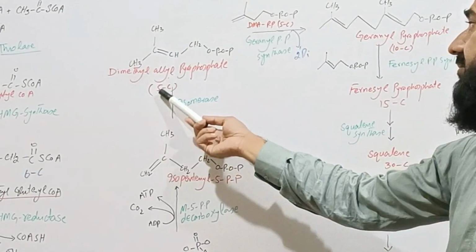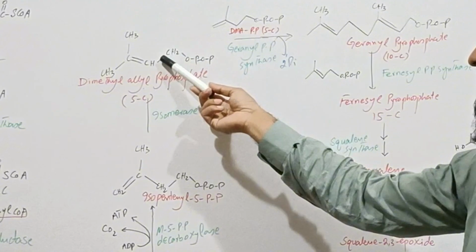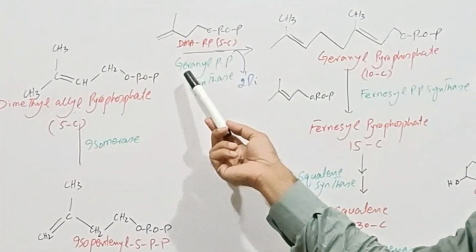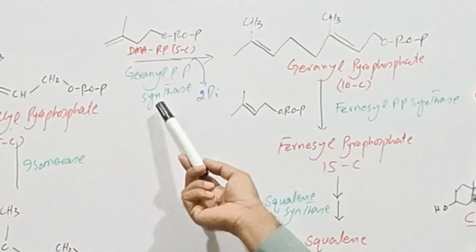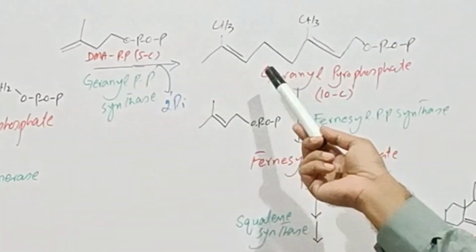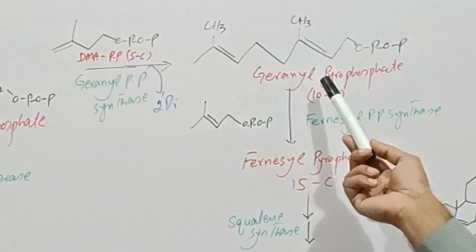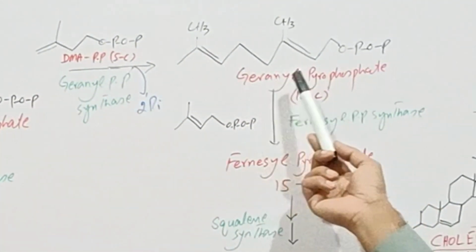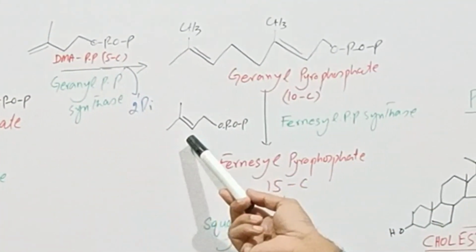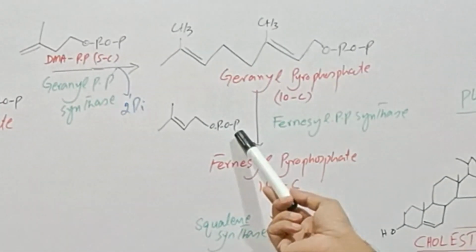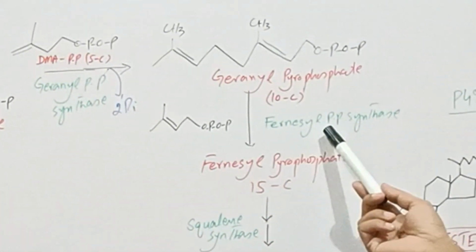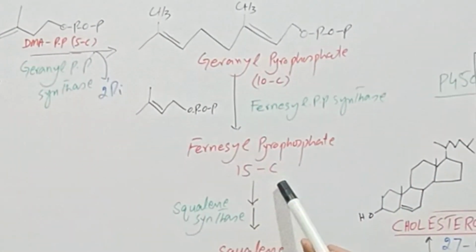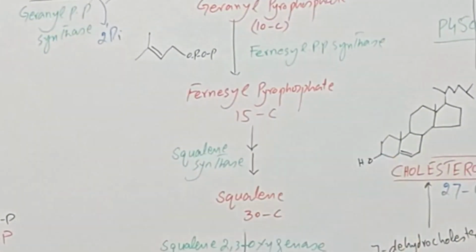This is a 5 carbon compound and this is a 5 carbon compound. So these two are added with each other. 2 inorganic phosphates are removed in the presence of geranyl pyrophosphate synthase enzyme, and we get the 10 carbon compound geranyl pyrophosphate. This compound reacts with another isopentenyl pyrophosphate in the presence of farnesyl pyrophosphate synthase, and after this addition we get the 15 carbon compound farnesyl pyrophosphate.